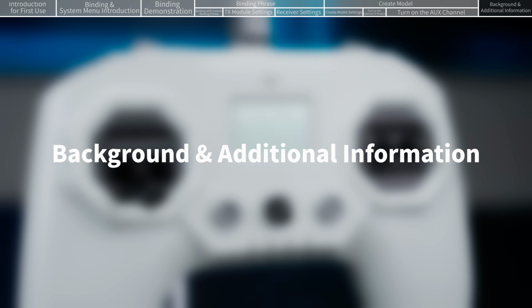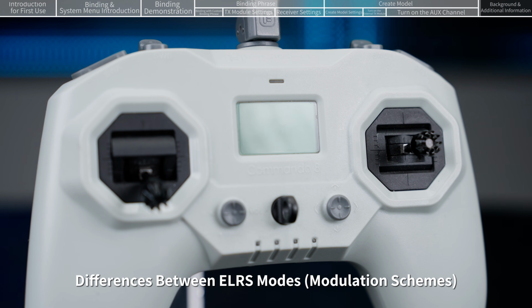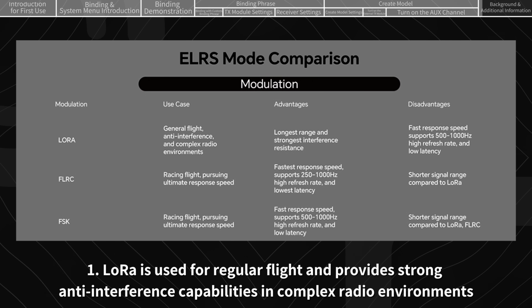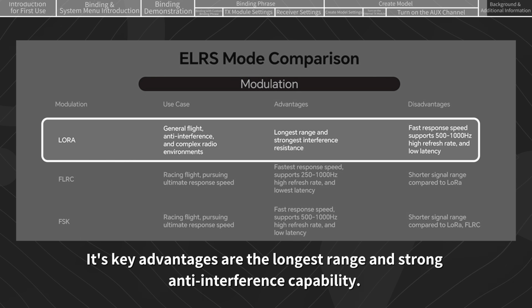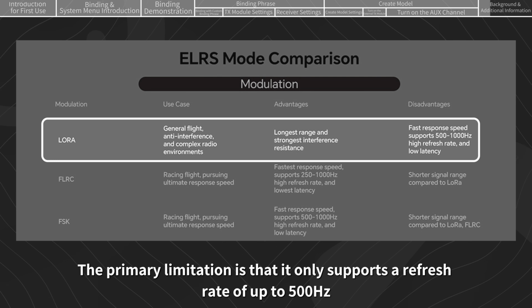Background and additional information. Differences between ELRS modes, modulation schemes. 1. LoRa is used for regular flight and provides strong anti-interference capabilities in complex radio environments. Its key advantages are the longest range and strong anti-interference capability. The primary limitation is that it only supports a refresh rate of up to 500 Hz.